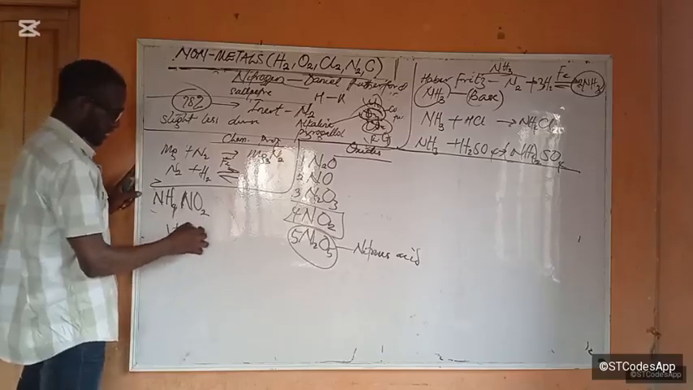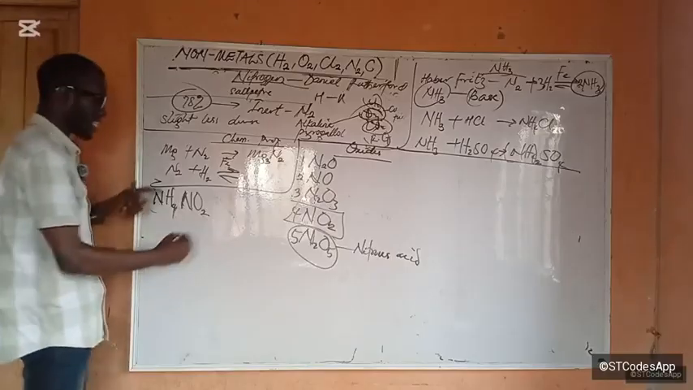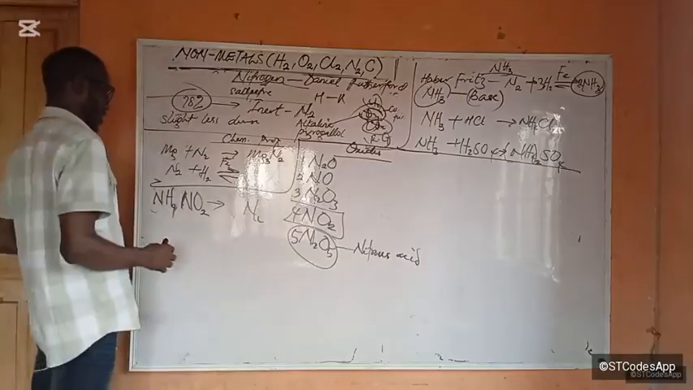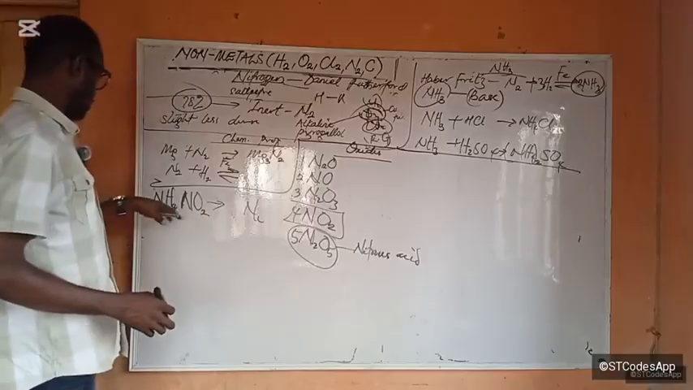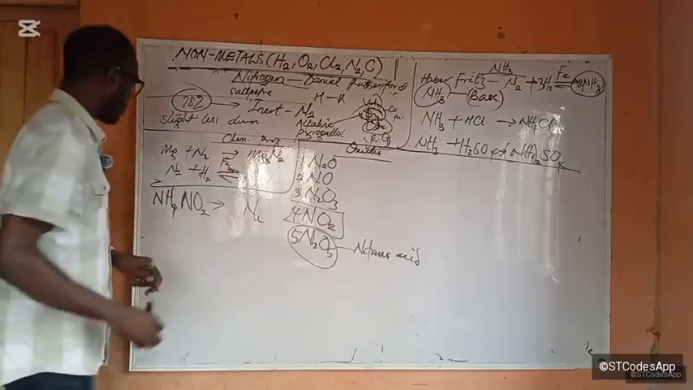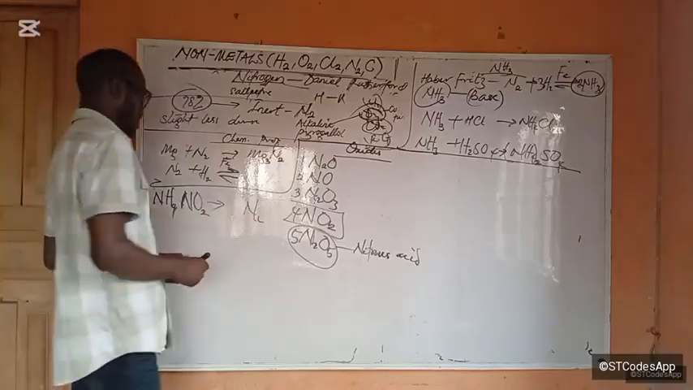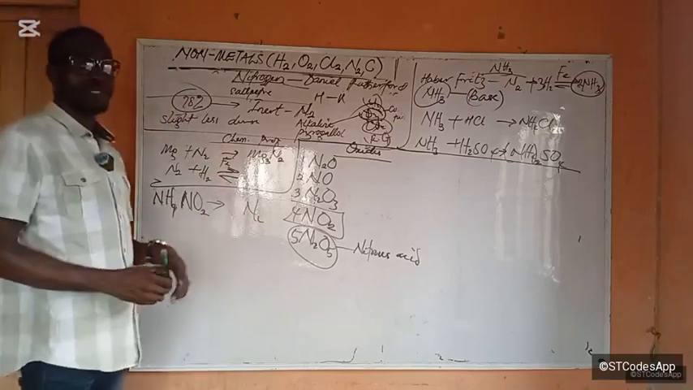Ammonia 1 plus X minus 4, that will be 3. Dioxonitrate 3. So when this breaks down, it will produce nitrogen and water. So it breaks down to give you nitrogen. Don't forget that.